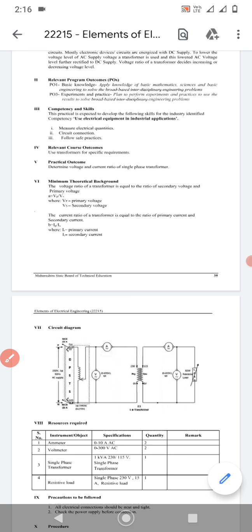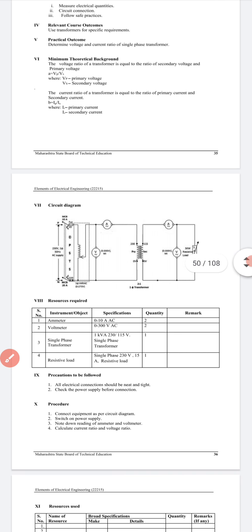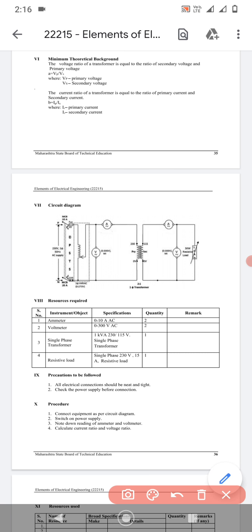Okay, then we will see the circuit diagram. This is the circuit diagram of our practical. Firstly, for this experiment, we can use a 230 volt single phase 50 Hz AC supply. So we have to connect this supply to the auto transformer. This is the auto transformer.